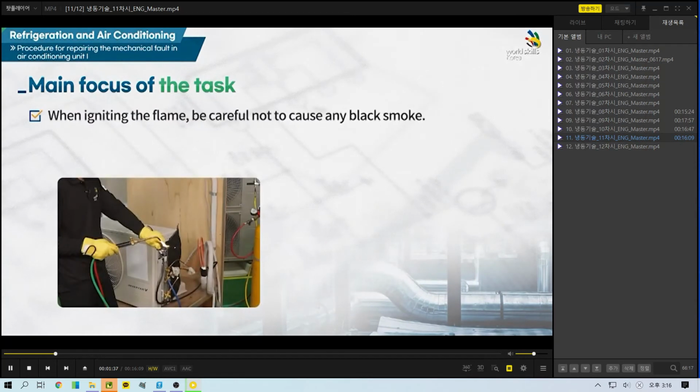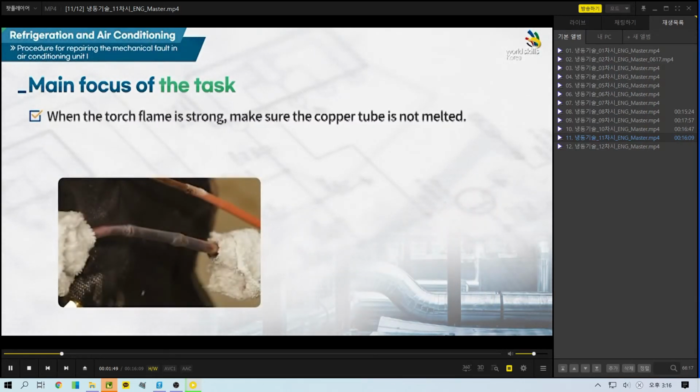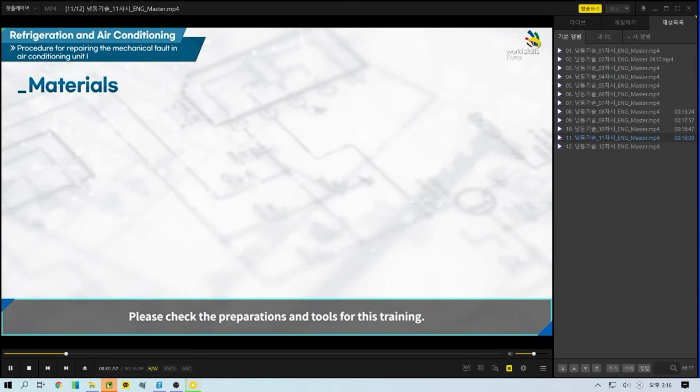11th, when igniting the flame, be careful not to cause any black smoke. 12th, you should be able to know how to control the intensity of the flame with a neutral flame. 13th, when the torch flame is strong, make sure the copper tube is not melted down. Please check the preparations and tools for this training.